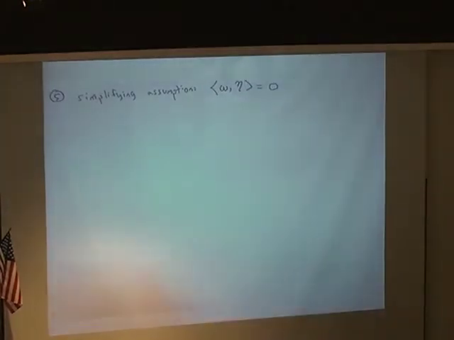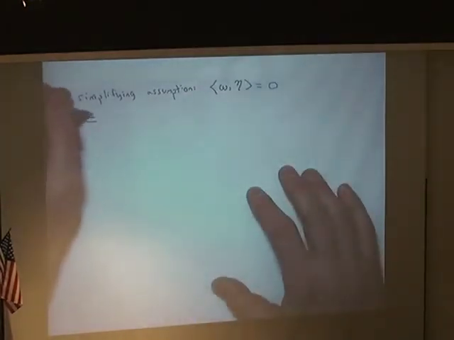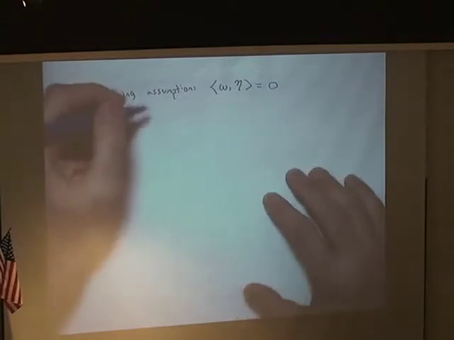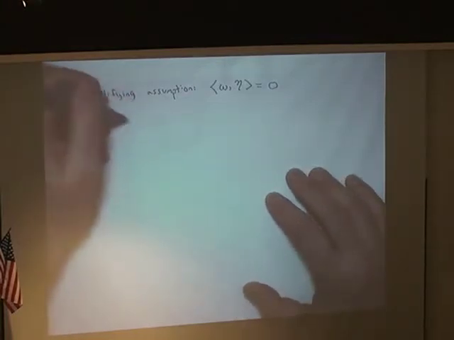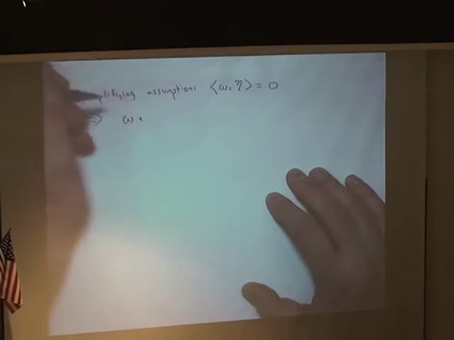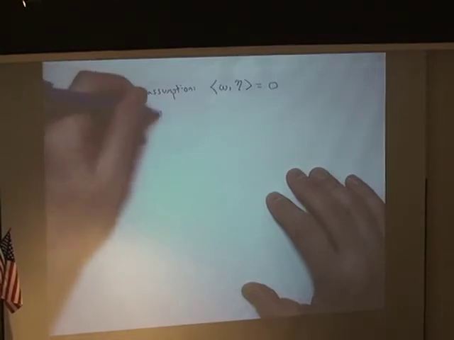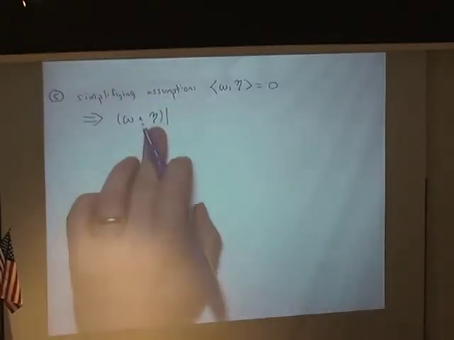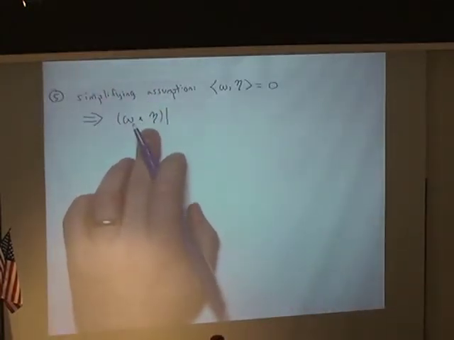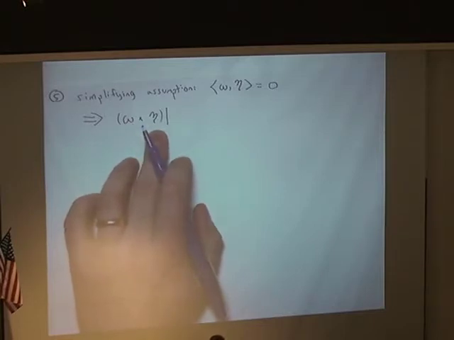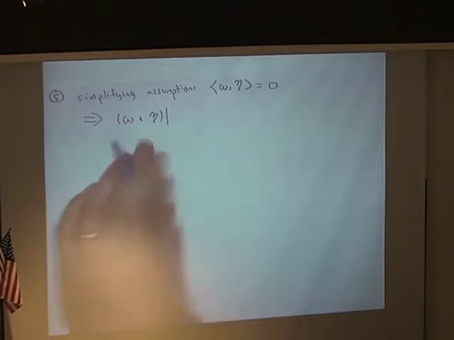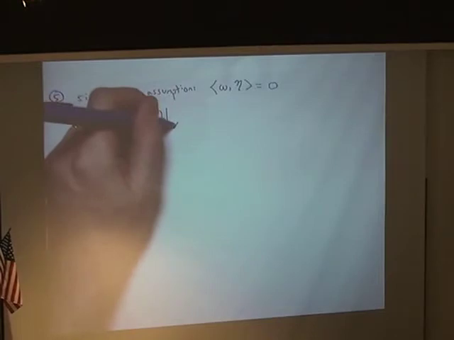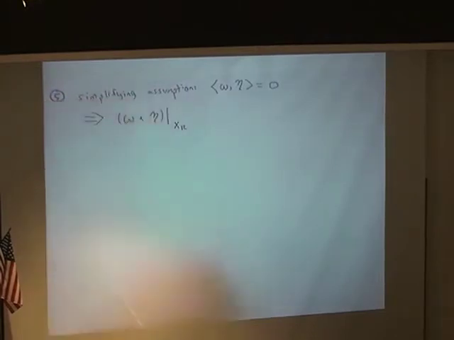Under that assumption, one can show that if I take omega wedge eta, I suppose. So, okay, here omega tensor eta is a 2-form on X1 cross X2. So I can restrict this 2-form to the diagonal, to X1,2.